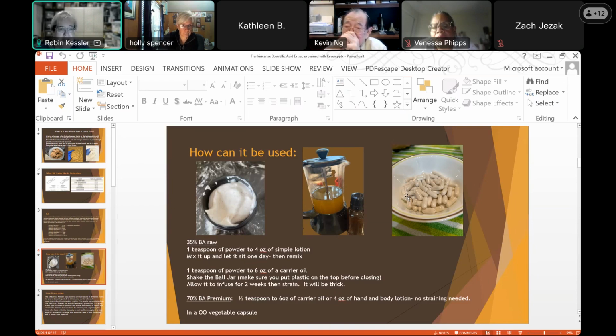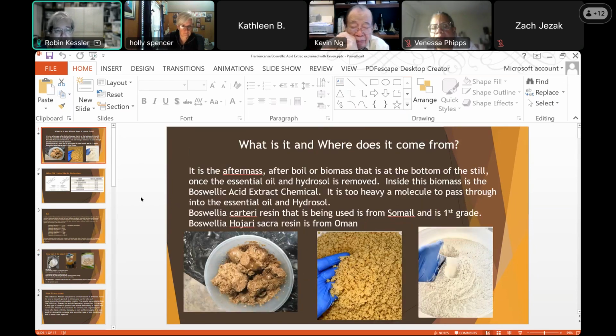You also can use it in different applications. Oh, wait a minute, let's get to the first one. I went to the wrong slide first. As you know, it comes from the aftermath, or the after boil, and it's at the bottom of the still. When it comes out, it looks just like this. It is a hard mass. Then it is ground down, and when it's ground down, it looks just like this. Then it's dried into a fine powder that looks just like this.